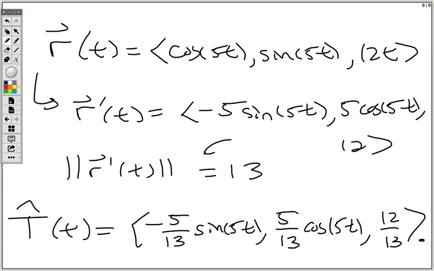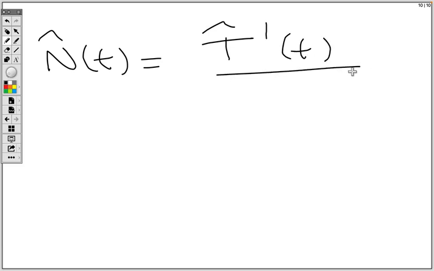All right. Now we're going to get n hat. So the definition of n hat is we take the derivative of t hat and divide by the magnitude of the derivative of t hat. So this is the definition.